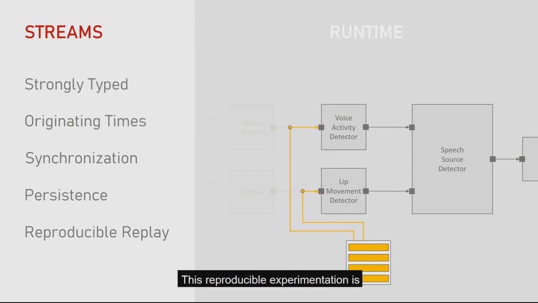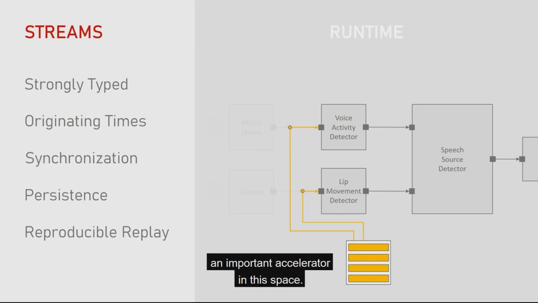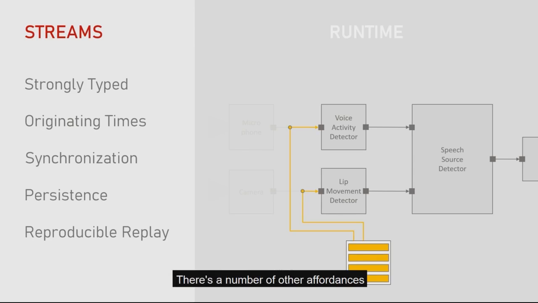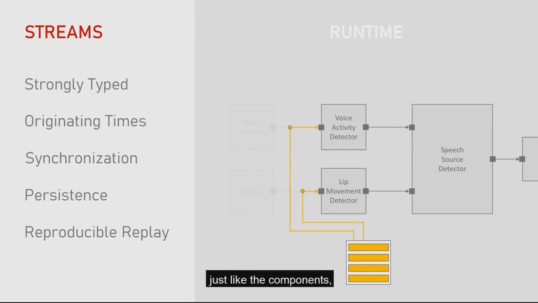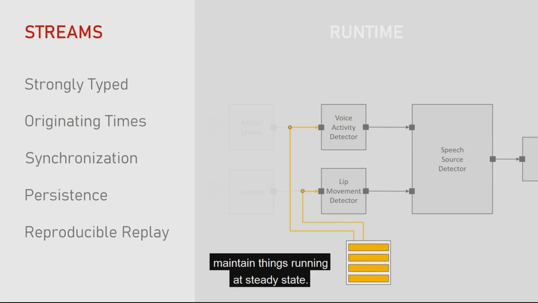This kind of reproducible experimentation is an important accelerator in this space. There's a number of other affordances that the Psi runtime provides, and I don't have time to go into all of them in detail here, but as a high level, the runtime, just like the components, also has access to the latency information. So that opens up interesting opportunities in terms of how the runtime does scheduling to get pipeline parallelism efficiency and to maintain things running at steady state.